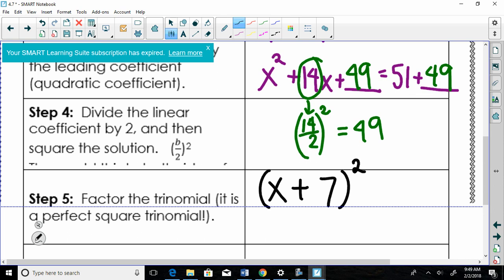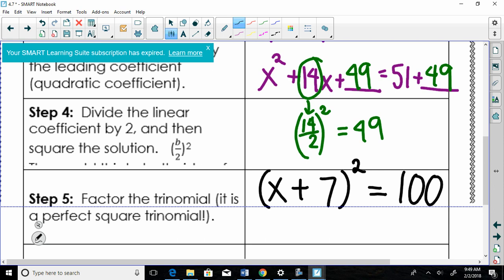7. Or if you're going to forget, you could go, okay, what two numbers multiply to 49 and add to 14? 7 and 7, right? And since it's positive, that's going to be positive. Equals, what is 51 plus 49? 100.